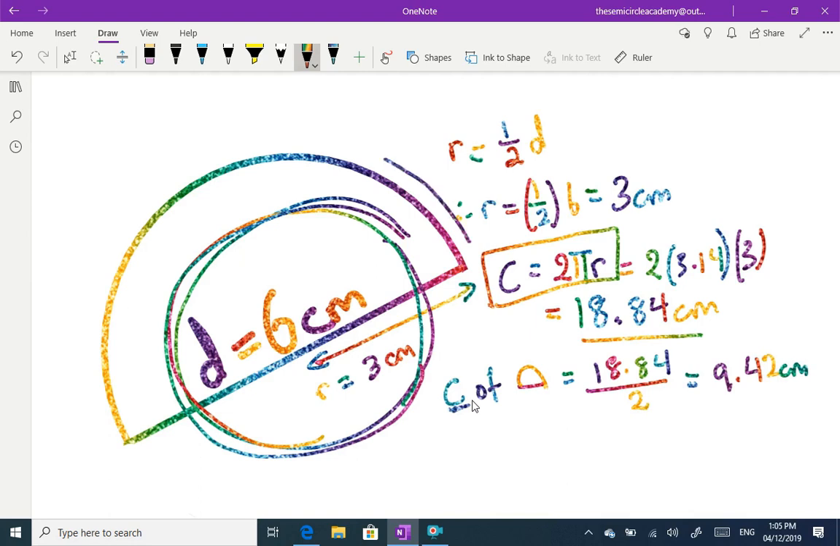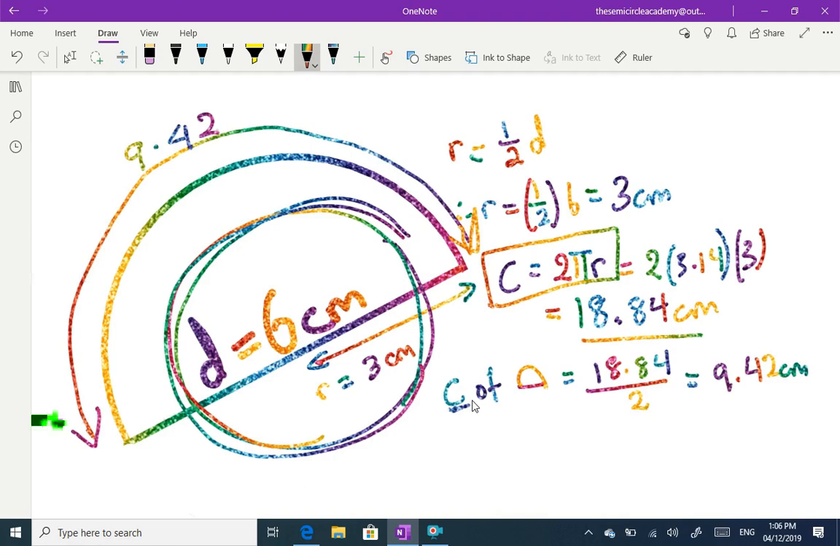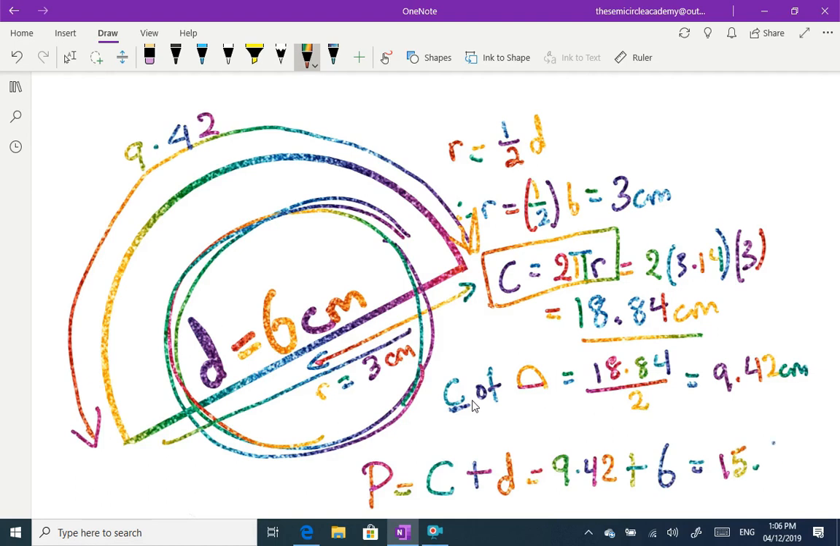So that's just this curved part here. That is the circumference of the semicircle. So this curved part here is 9.42. If we want to find the perimeter of the shape now, we have to add that circumference of the semicircle plus the diameter. That's 6 centimeters there, yeah? So that will be 9.42 plus the 6, and now that is equal to 15.42 centimeters.